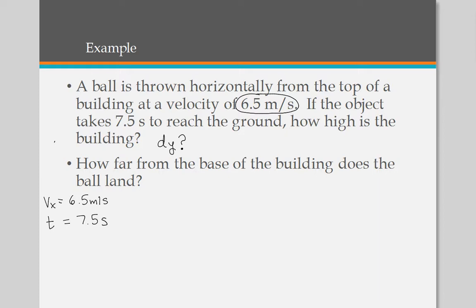So anyways, let's keep going. How far from the base of the building does the ball land? So what else are they searching for? How far from the base, right? How far from the base. So that's a horizontal displacement. And what's the only thing they gave us? Horizontal speed and time. What formula relates the horizontal speed?